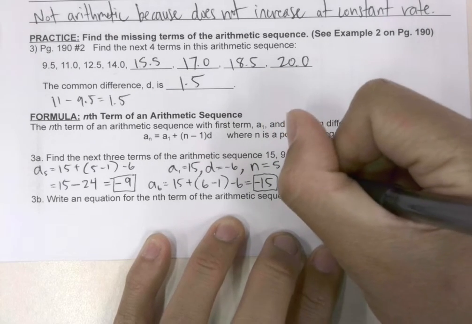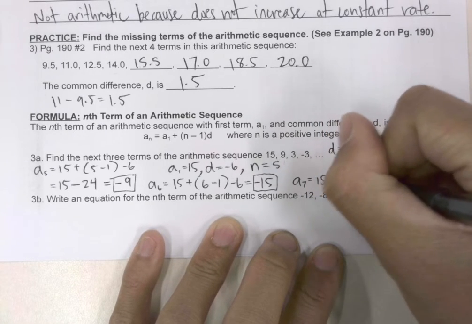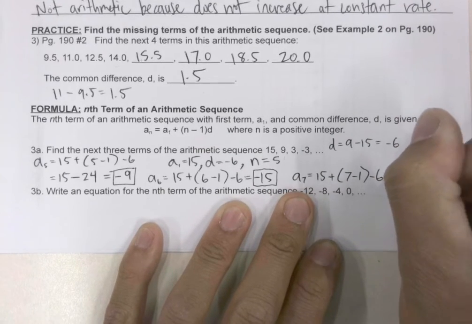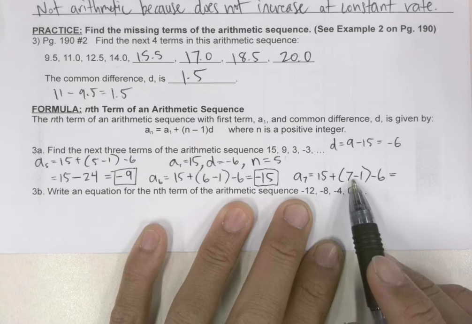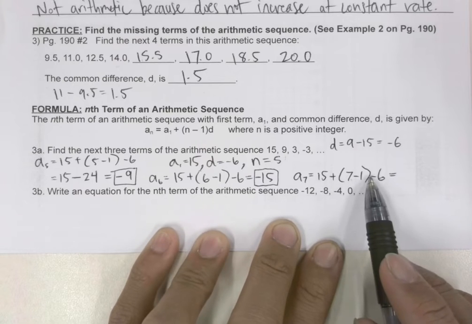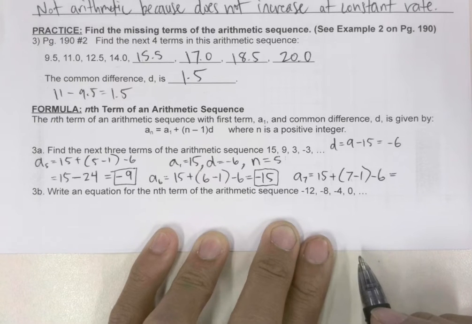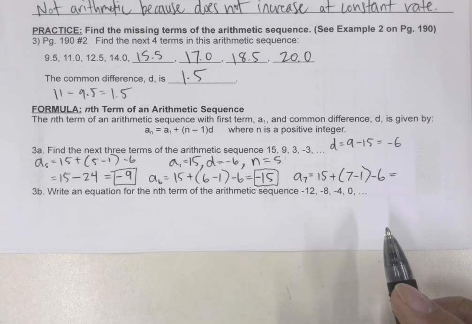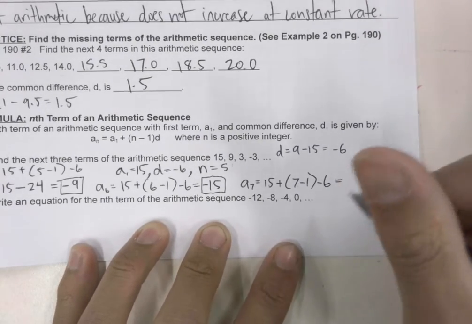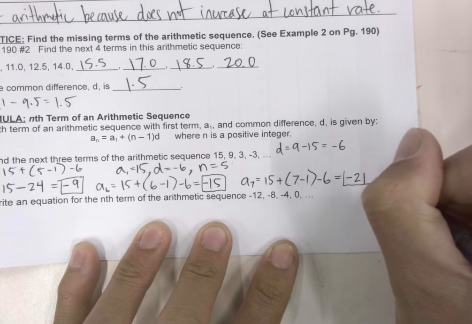Then we'll do it again to find the 7th term. a sub 7 is equal to 15 plus 7 minus 1 times d, which is negative 6. And so 7 minus 1 is 6. 6 times negative 6 is negative 36. And we're taking negative 36 and adding 15 to that. So 15 minus 36 is going to be negative 21. And that is the 7th term in the sequence.